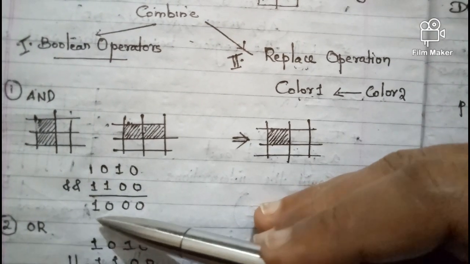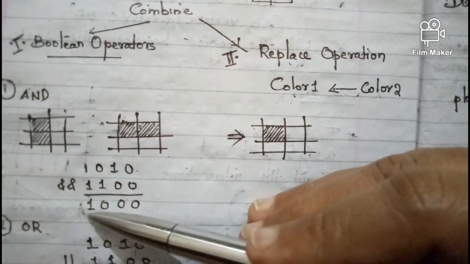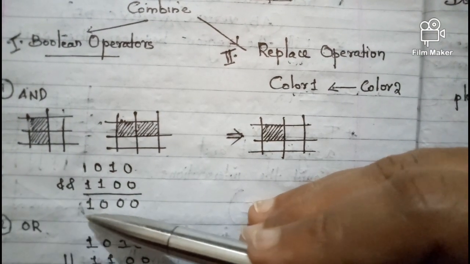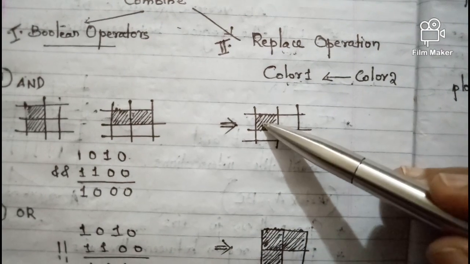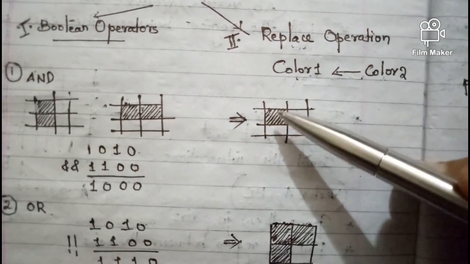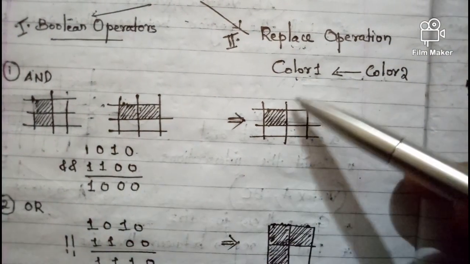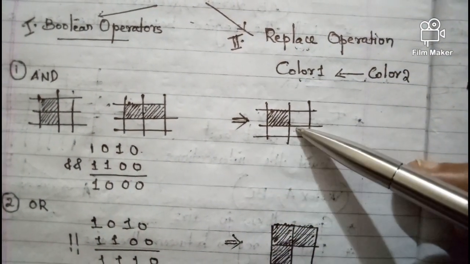So after performing an AND operation, the output is 1,0,0,0, which means the first pixel is to be plotted and the second, third and fourth pixels are not to be plotted. So this is the representation after combining two colors using AND operation. As per the output, the first pixel is plotted and all the remaining 3 pixels are not plotted.